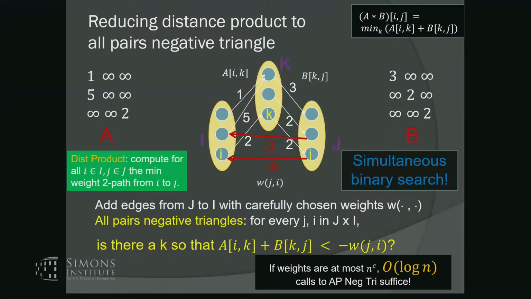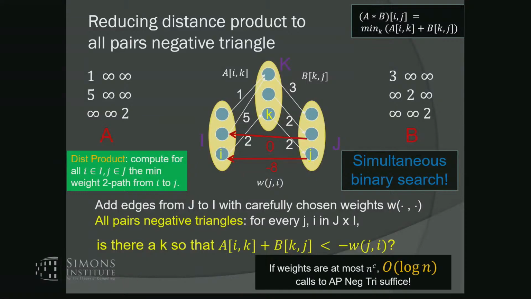And my output is of size n squared. So it tells me whether or not there's a negative triangle for all of these different pairs. And then I look at that matrix. I look at which ones were and which ones weren't negative triangles. And then I simultaneously update all n squared of these edges at once.